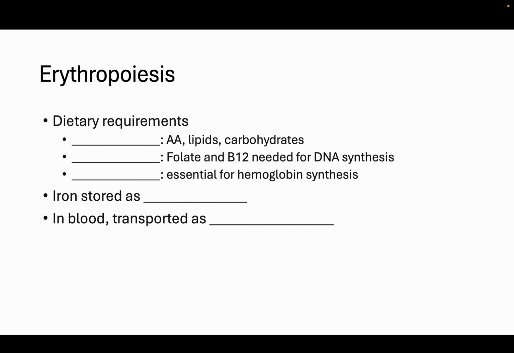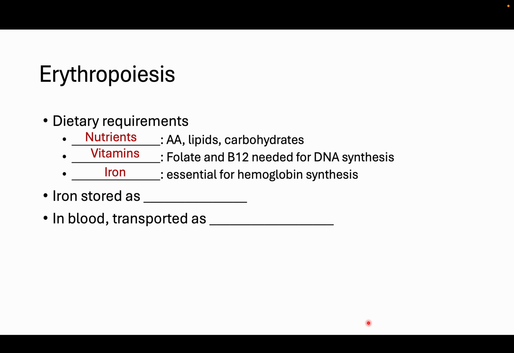In order for erythropoiesis to occur, you need certain components. Nutrients like amino acids, lipids, and carbohydrates need to be sufficiently present. Two vitamins that are especially important are folate and vitamin B12, because they're needed for DNA synthesis. Iron is an essential mineral that you need for hemoglobin.